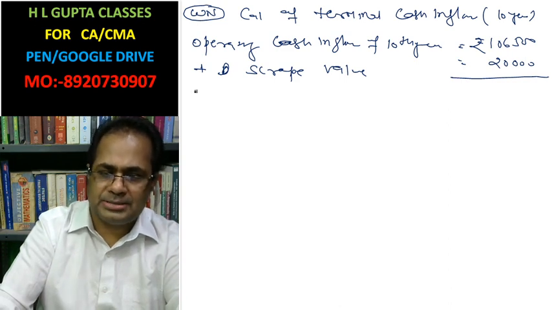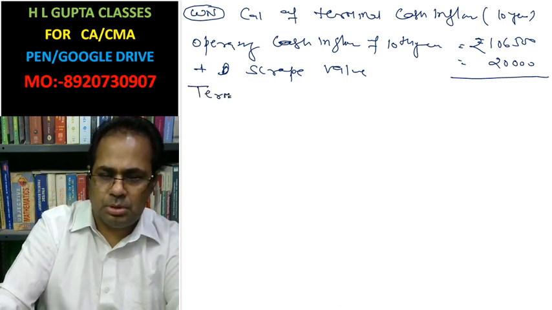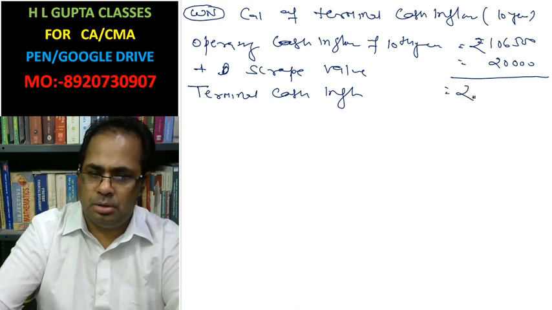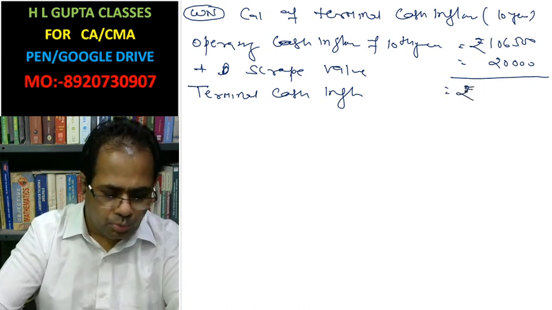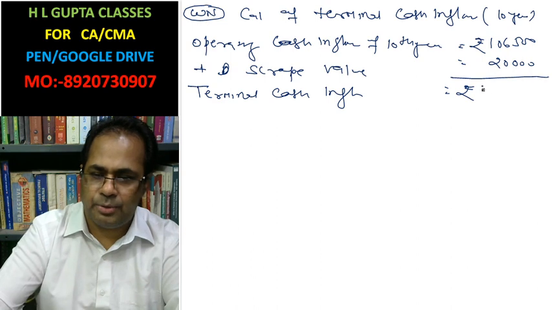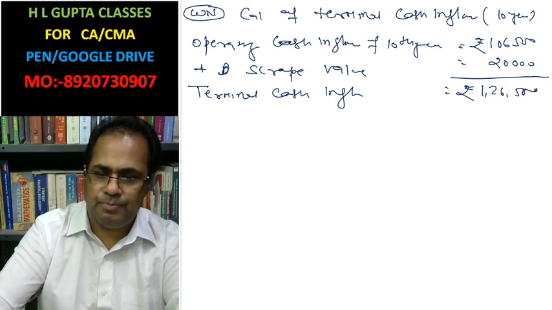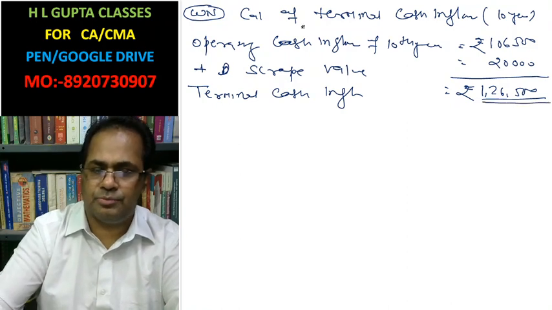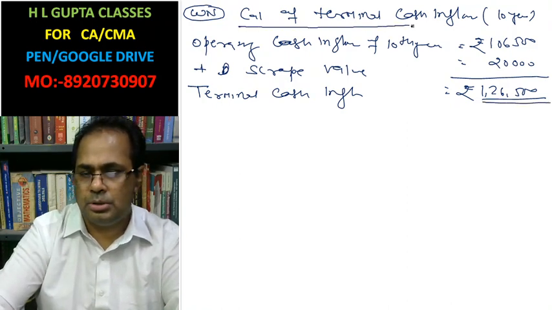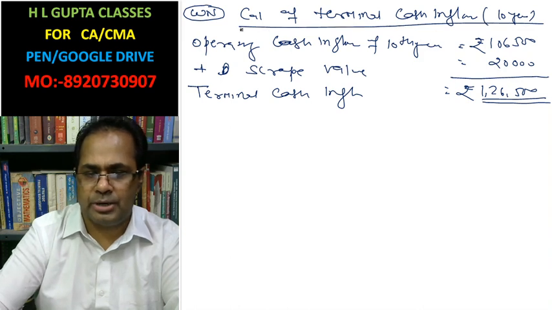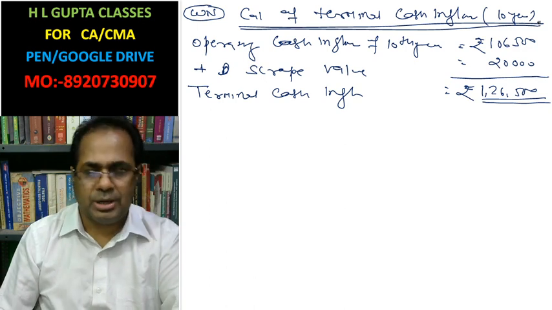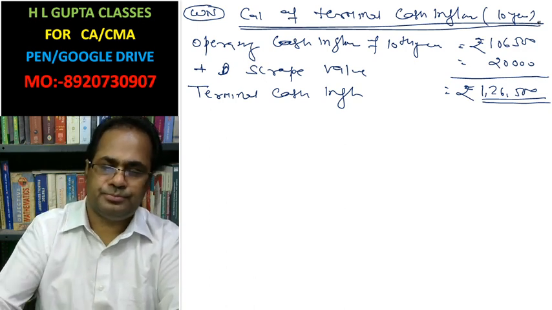Now terminal cash inflow is rupees 1,26,500. Now calculation of net present value.